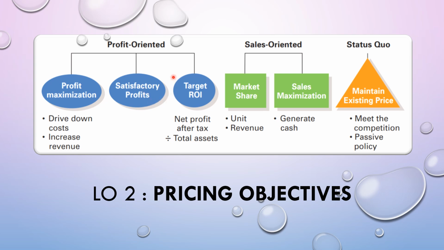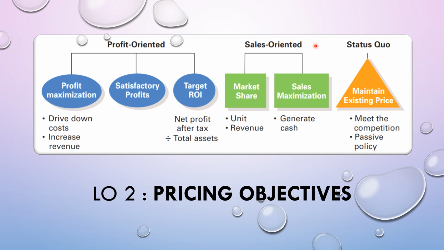Another element or part of profit-oriented pricing objective is the target on ROI. ROI stands for return on investment. This is where managers will normally look at the net profit after tax divided by the total assets, in order to know how much return on investment is to be earned by the shareholders.